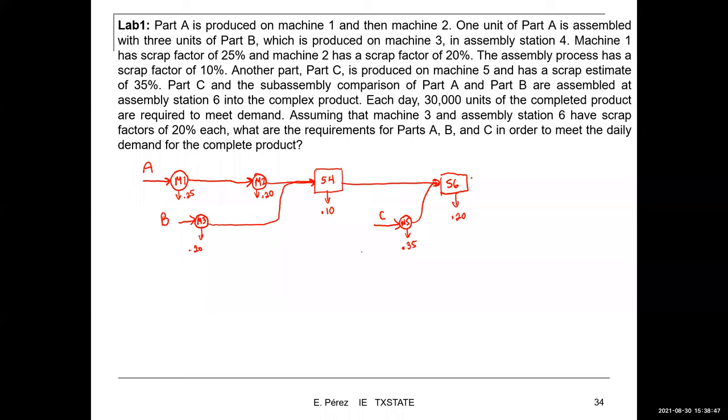We want to know, we need 30,000 at the end. How many we need to start with for A, how many we need to start with for B, and how many we need to start with for C. So that's the question.